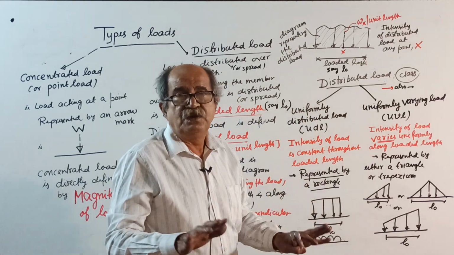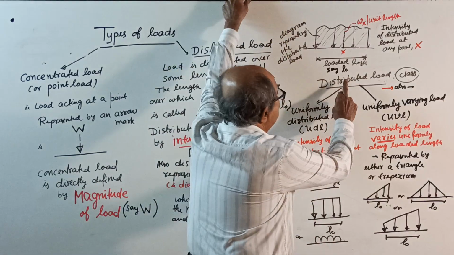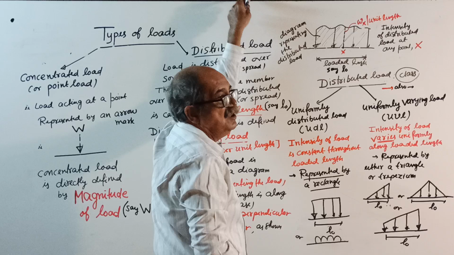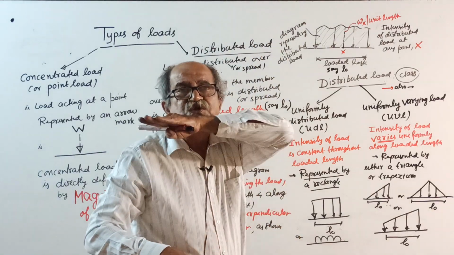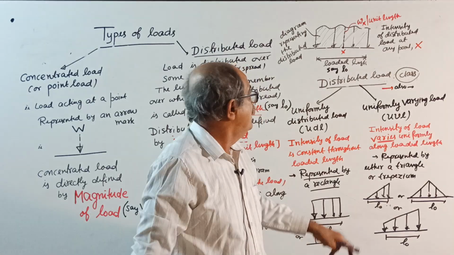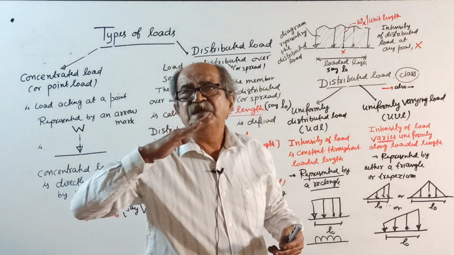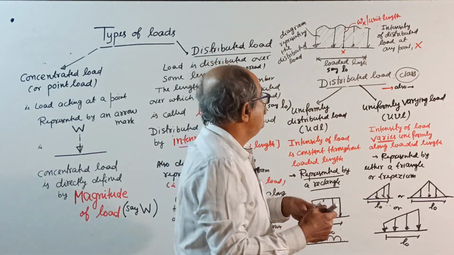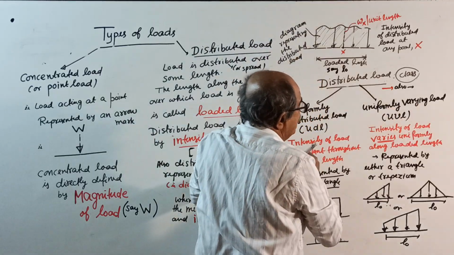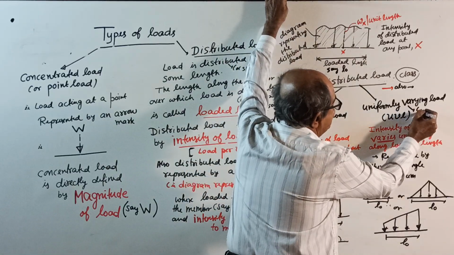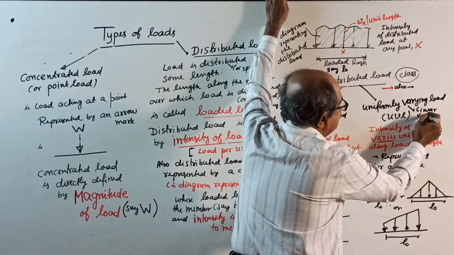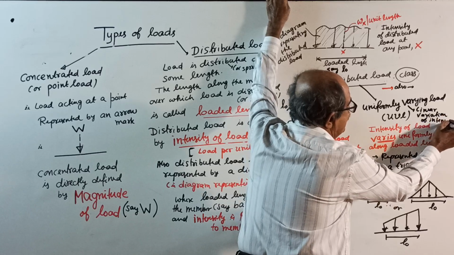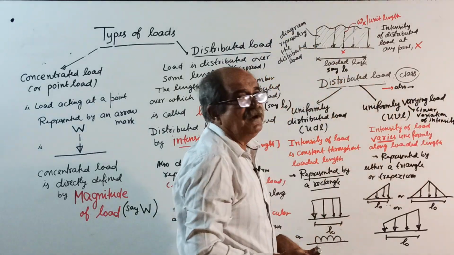Right now, from today onwards, for our course, distributed load means either uniformly distributed load or uniformly varying load. See, uniformly distributed throughout the length, uniform intensity. Uniformly varying load: along the loaded length, it varies. How does it vary? Not this way. Uniformly varies. Uniformly varying means, remember, linear variation of intensity.